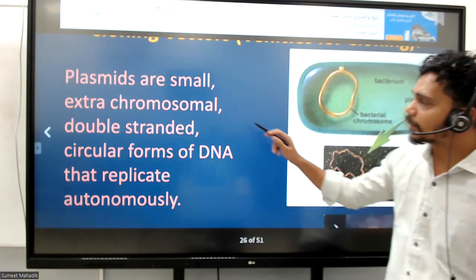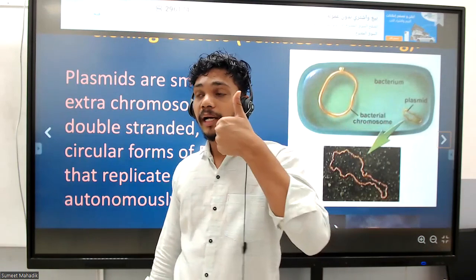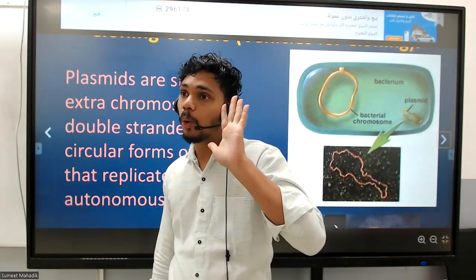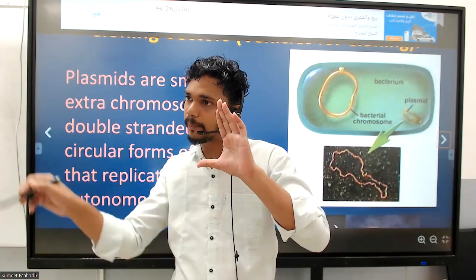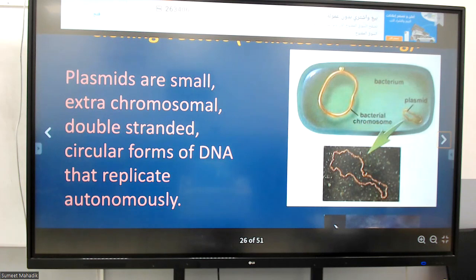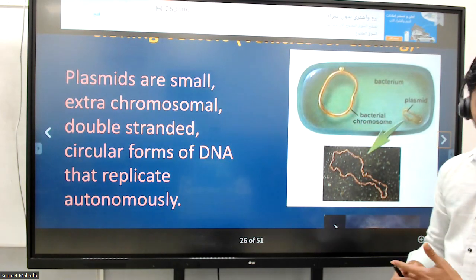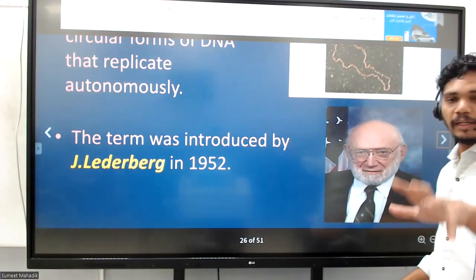Plasmids are small extrachromosomal DNA. Why do we take a plasmid? It has the ability to multiply on its own. So if you make any changes in a plasmid, definitely that can be incorporated. Getting my point? Extrachromosomal double-stranded circular forms of DNA that replicate autonomously. What is autonomously? Without the presence of anything else.